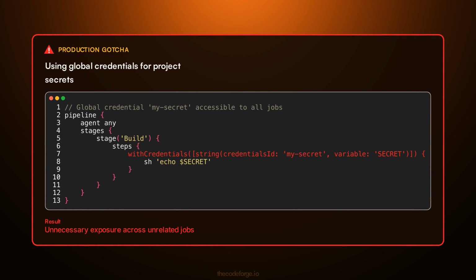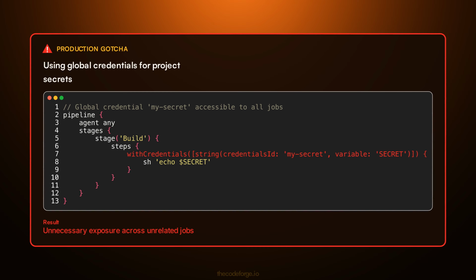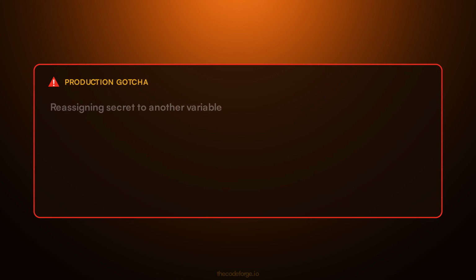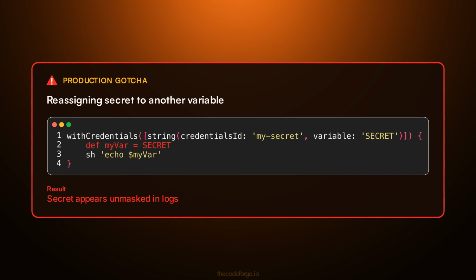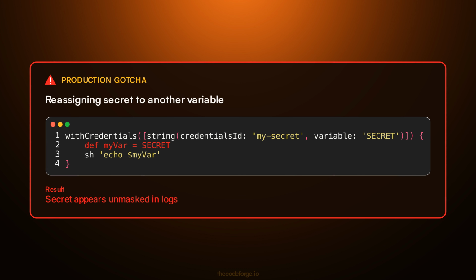Using global credentials for project-specific secrets increases the blast radius. If one project is compromised, all jobs can access the secret. Scope credentials to folders to limit exposure. If you assign the secret to a different variable, the masking doesn't follow. The new variable myvar is not recognized by the masking system, so the secret appears in plain text in logs. Always use the variable directly from withCredentials.